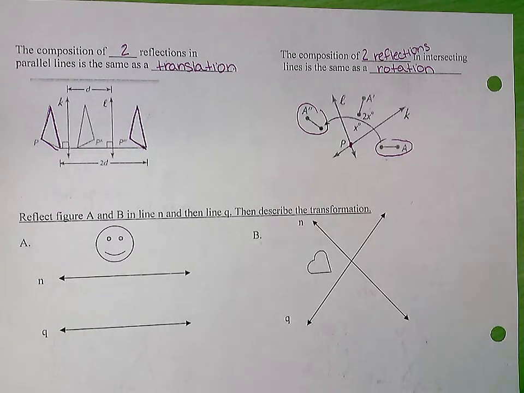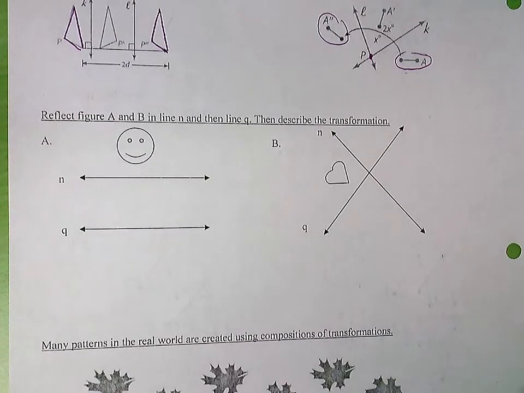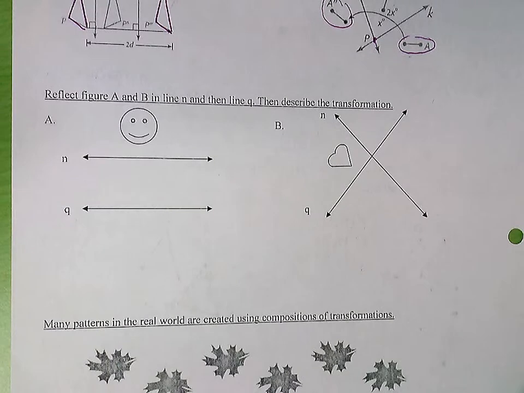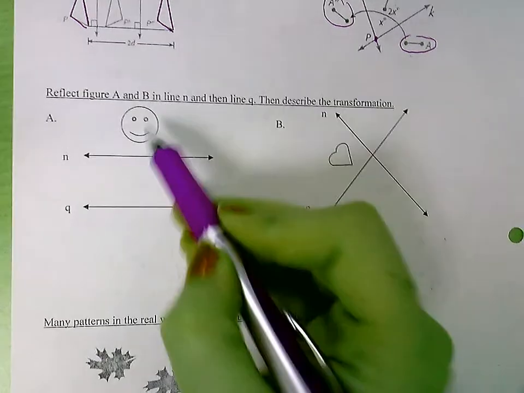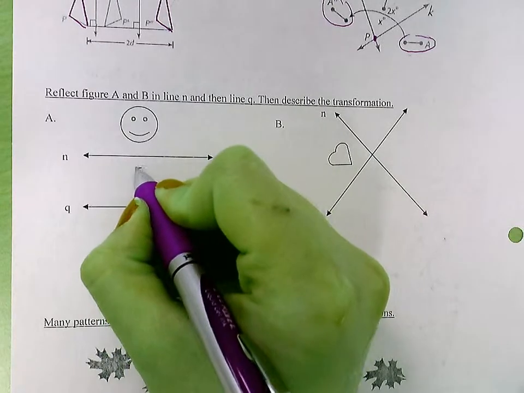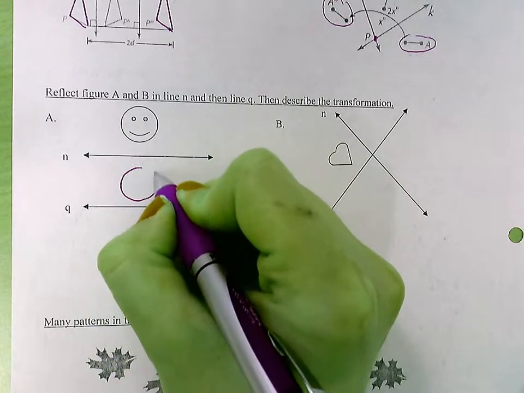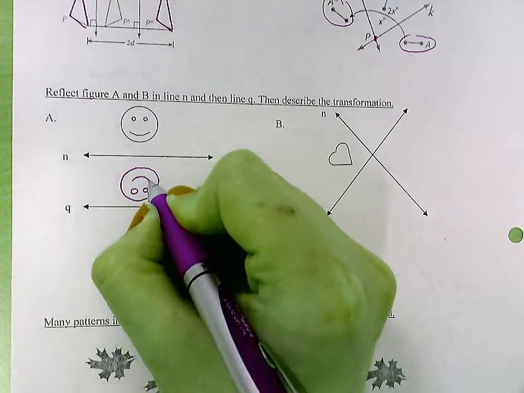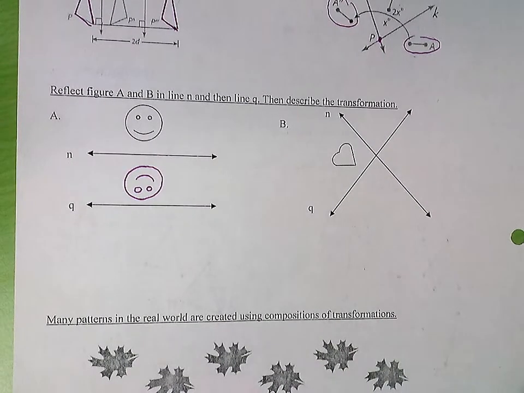So I do want to practice that in the pictures below here. Now these don't have to be perfect because mine are not going to look anywhere near perfect. Okay, so first in letter A, we want to reflect over line N and then reflect over line Q. Okay, so we'll reflect the smiley face here over line N. Okay, and when I do that, the eyes will be down here and the mouth will be up there. Okay, that's one reflection. And then we want to reflect it again in line Q.